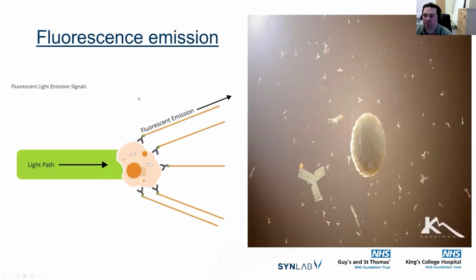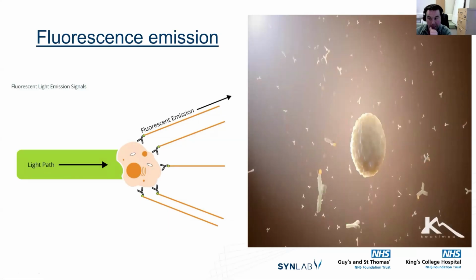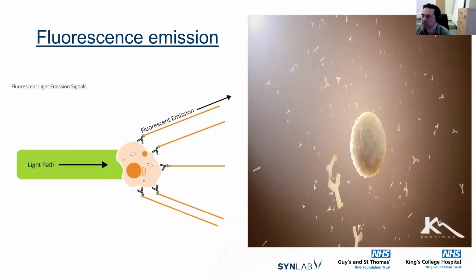So then, as well as forward scatter and side scatter, we have fluorescence emission. The light hits the cell, and on the surface of the cell are antibodies, which we have bound to antigens on the surface, and attached to those antibodies are little fluorescent tags. Those fluorescent tags then emit light, which is picked up by the detectors within the analyzer. There's a little animation.